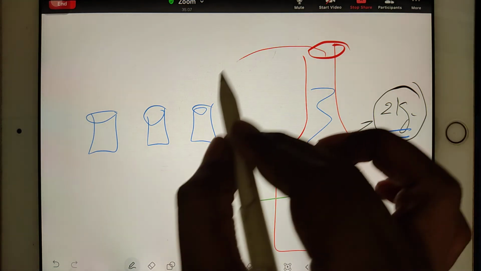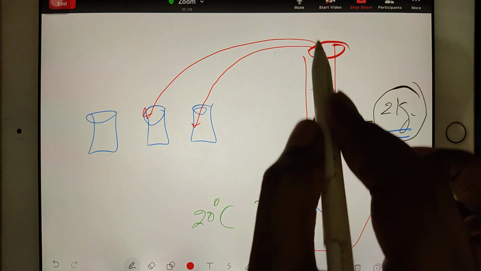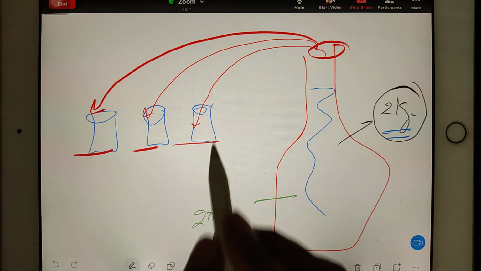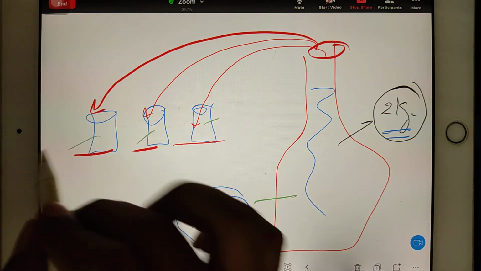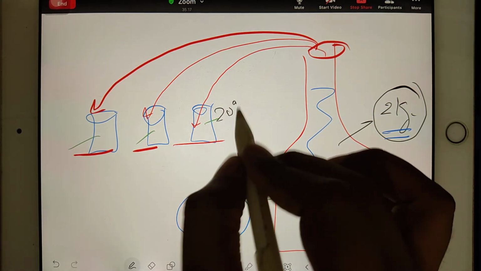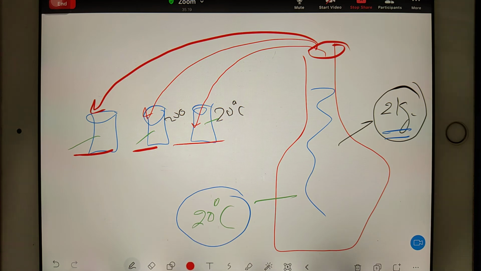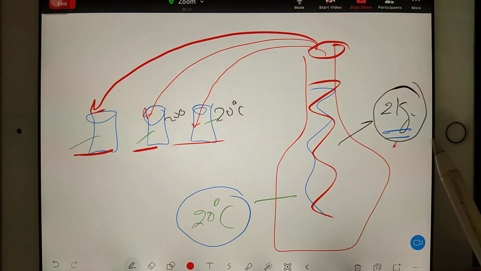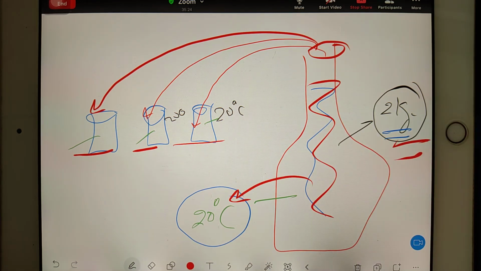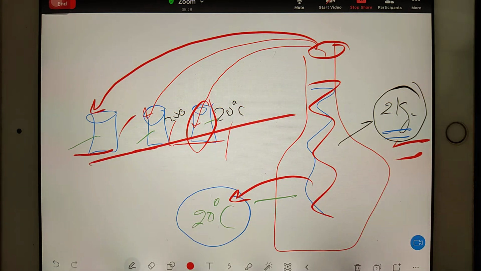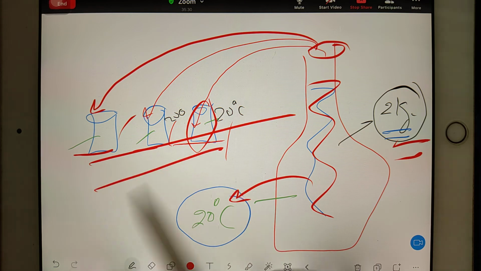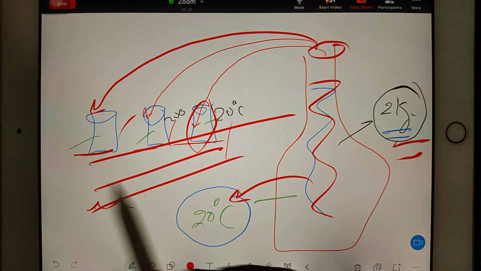So you are pouring a small amount in this, a small amount in this, a small amount in this to enjoy the cold drink. So this 20 degrees Celsius will reach all the small glasses. They all will be 20 degrees Celsius. Now you can see here mass is 2 kg, but still temperature is 20 degrees Celsius. Here mass is less, but still temperature is 20. Temperature is not being changed. So temperature is an independent property.